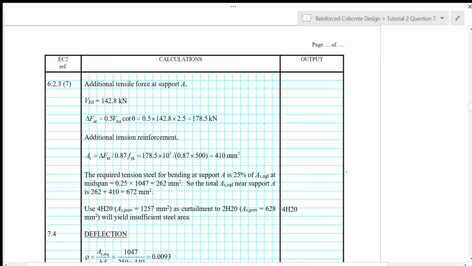So to provide the steel, we still have to use 4H20, because if we curtail the bars to 2H20, then it will be less than 672 square millimeter, where it only has 628 square millimeter. So therefore, we cannot cut away any of the 4 bars towards support A.